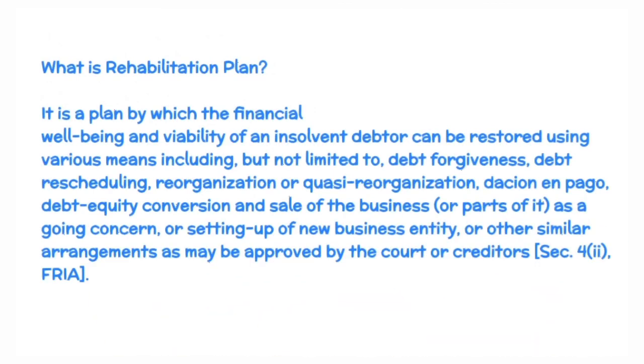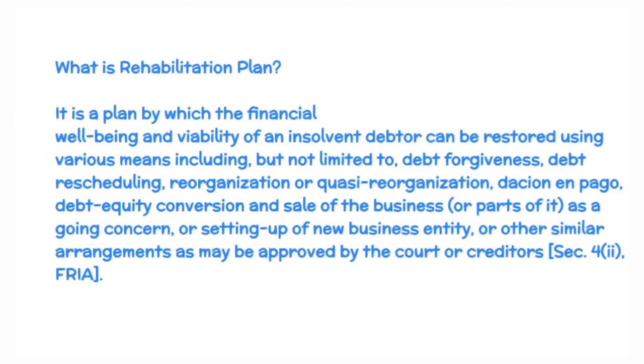It is a plan by which the financial well-being and viability of an insolvent debtor can be restored using various means including, but not limited to, debt forgiveness, debt rescheduling, reorganization or quasi-reorganization, dation and paygo, debt equity conversion and sale of the business or parts of it as a going concern, or setting up of a new business entity, or other similar arrangements as may be approved by the court or creditors.